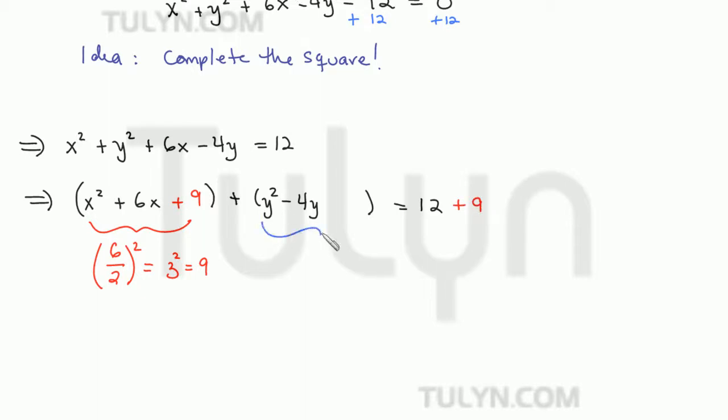Now, for the second term, we want to do the same thing. So we want to take the coefficient of y, which is minus 4, divide by 2, and then square, because that's how we complete the square. So we end up getting negative 2 squared, which is 4. So I want to add a 4 to this side, and I want to do the same thing on the right side.